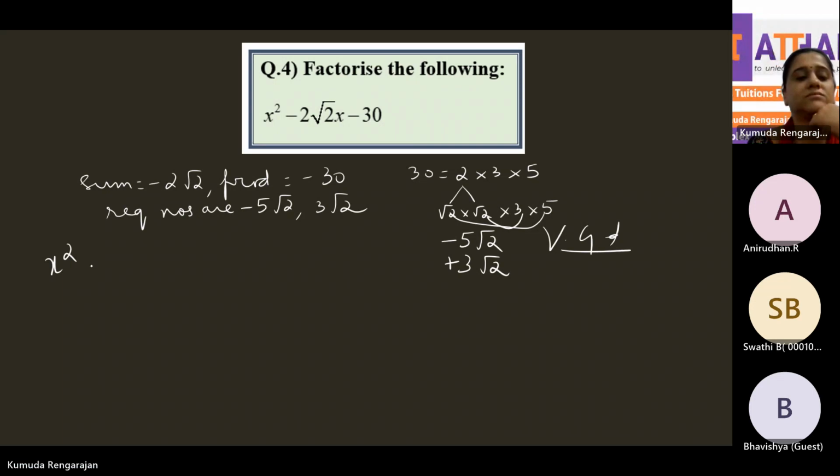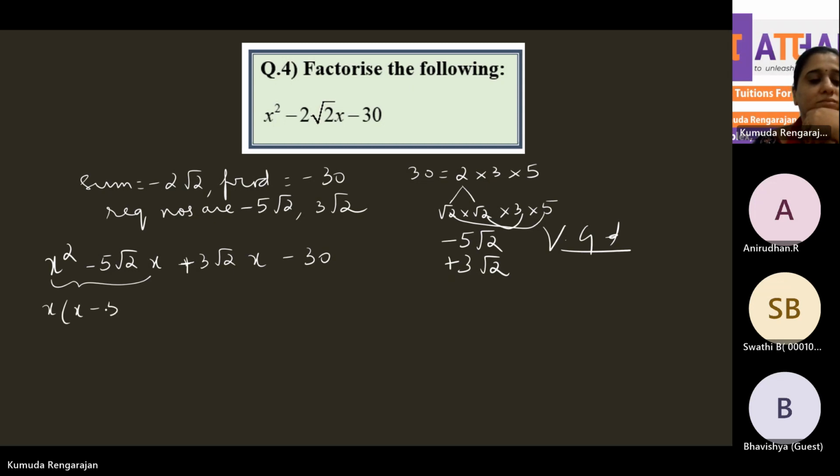X square minus 5 root 2x plus 3 root 2x minus 30, ma'am. Ma'am, and then finding the common factors, we get x into x minus 5 root 2 plus. Let me ask the class also, Swati.